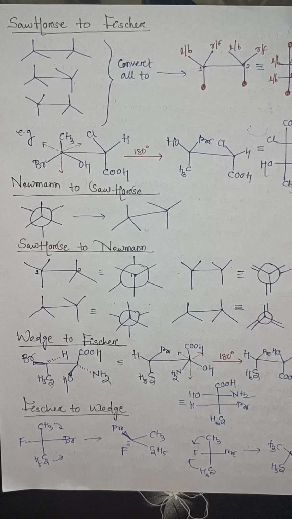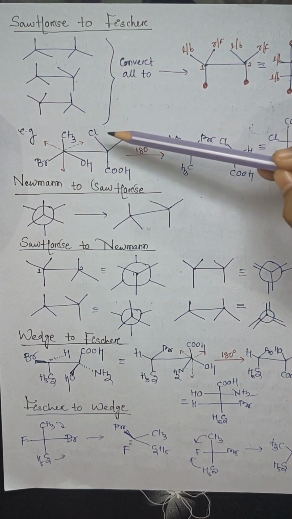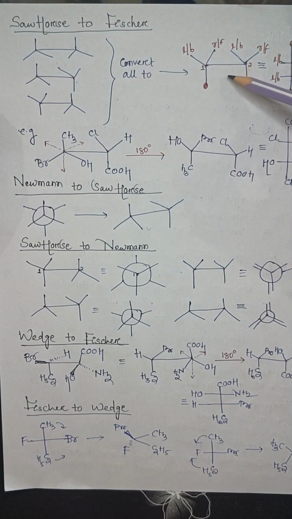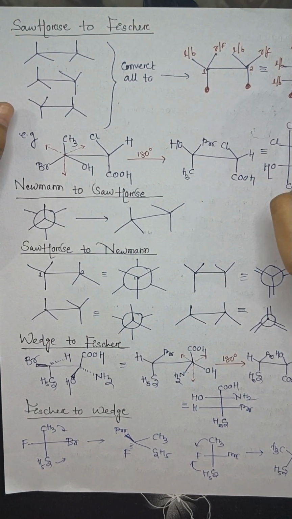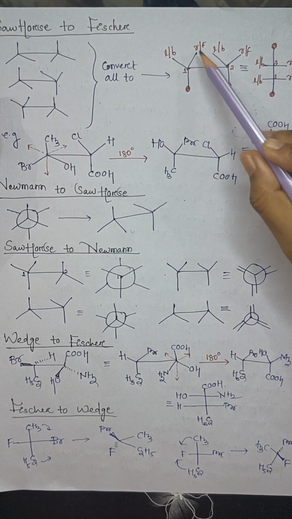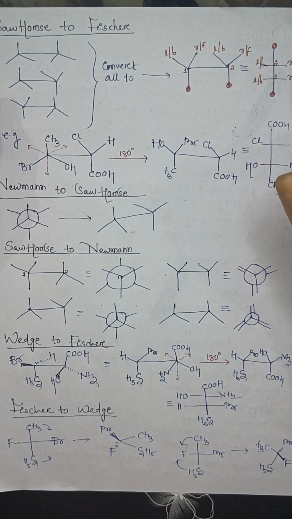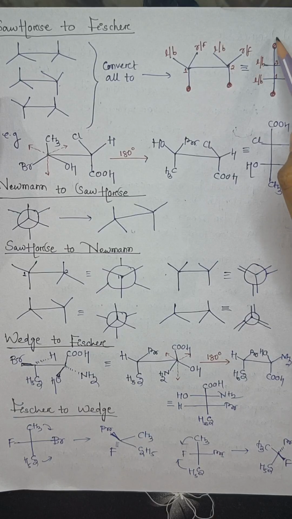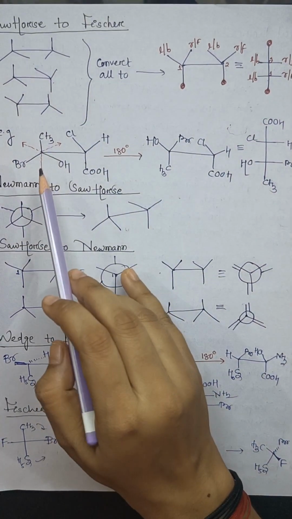Next one is from Sawhorse to Fischer. These are different types of Sawhorse representation. So convert it all to this format. Then write this according to the Fischer projection. Fischer projection means this carbon atom is 1. This is right side, this is right side, this is left, this is left, this is right, this is right, this is left, this is left, and the maximum number of carbon atoms should be on the vertical line, on this plane. Here is an example.